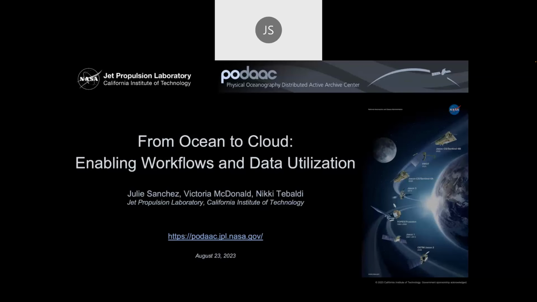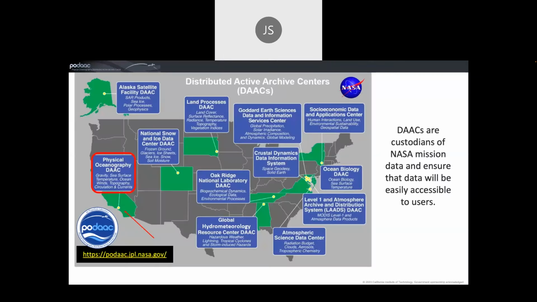Thank you. Okay, hi everyone, I'm Julie Sanchez. I'm a postdoc at the Jet Propulsion Laboratory, where I've been working with Victoria McDonald and Nikki Tibaldi at the Physical Oceanography Distributed Active Archive Center, also known as PO.DAAC. PO.DAAC is one of 12 NASA data centers distributed across the country. PO.DAAC is in charge of making NASA mission data available and accessible for people to use for science. And at PO.DAAC, we mostly focus on oceanography data sets that measure things like sea surface temperature, ocean winds, and currents.